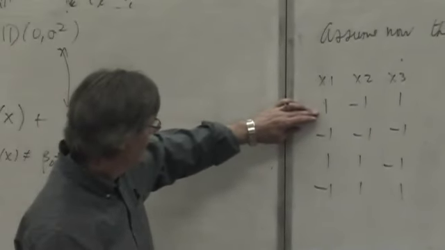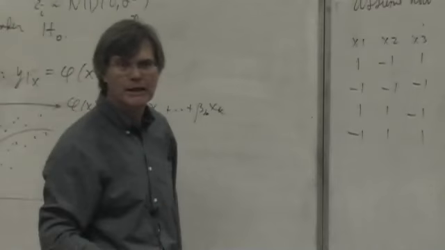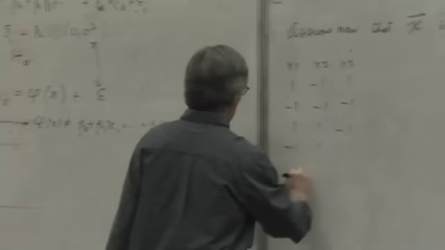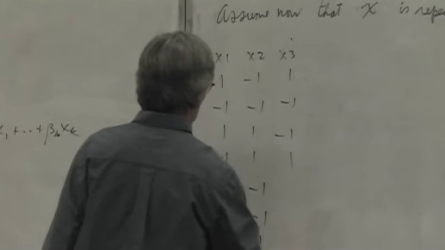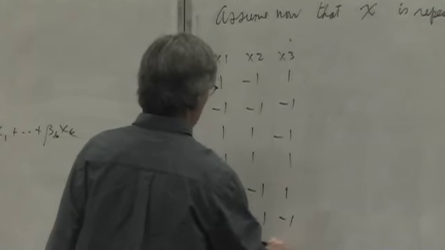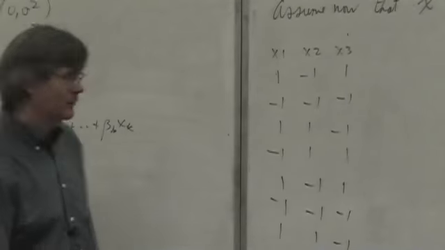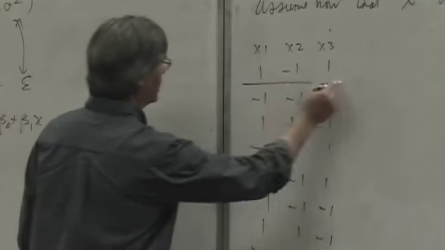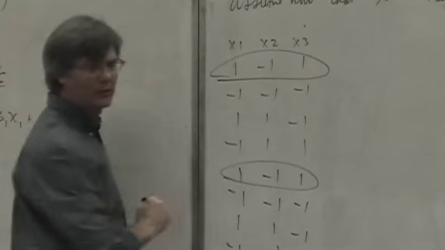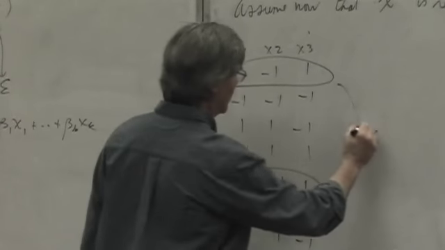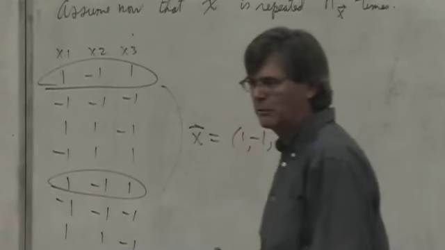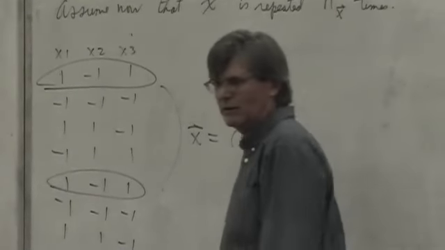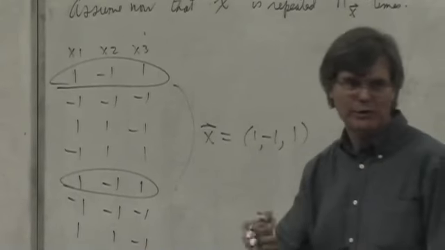Is any of these triples repeated more than once? No, it's not. But suppose I do it all again: 1, minus 1, 1, minus 1, minus 1, minus 1, 1, 1, and then 1, minus 1, minus 1, 1. Then what I have is repetitions of this vector and this vector. This is one x value, x equals 1, minus 1, 1, and that's repeated twice. It's repeated twice in each of these cases. So n sub x equals 2 for 4 different x's.